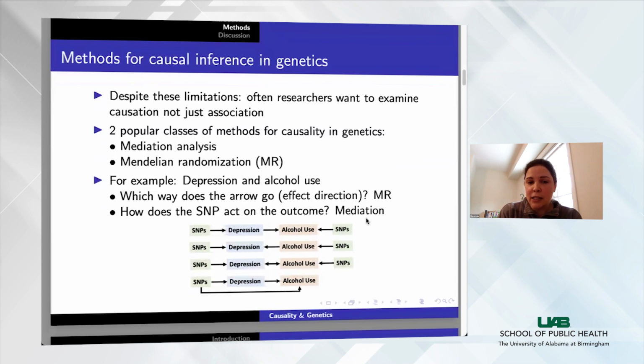thinking about causality. And a lot of times we do want to think about causality because it's not just whether the SNP is associated with the outcome, it's is the SNP causing the outcome? How is the gene or the SNP acting on the outcome, maybe through other traits? So we want to start to think about causality. And there's two popular classes of methods for causality in genetics. One is mediation analysis, and the other is Mendelian randomization.